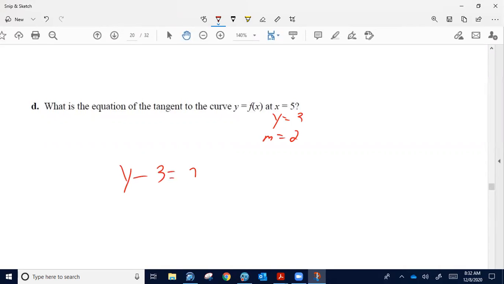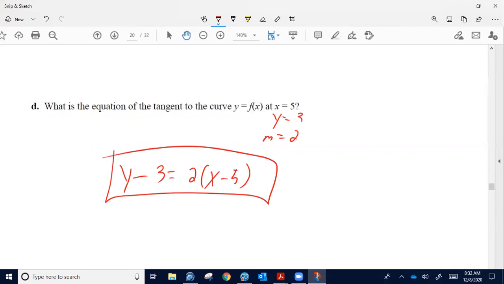Y minus 3 equals 2 times x minus 5. That's the equation of a tangent line. And you don't have to simplify that ever typically. If you wanted to, we could distribute, move the numbers over, but I would stop right there.